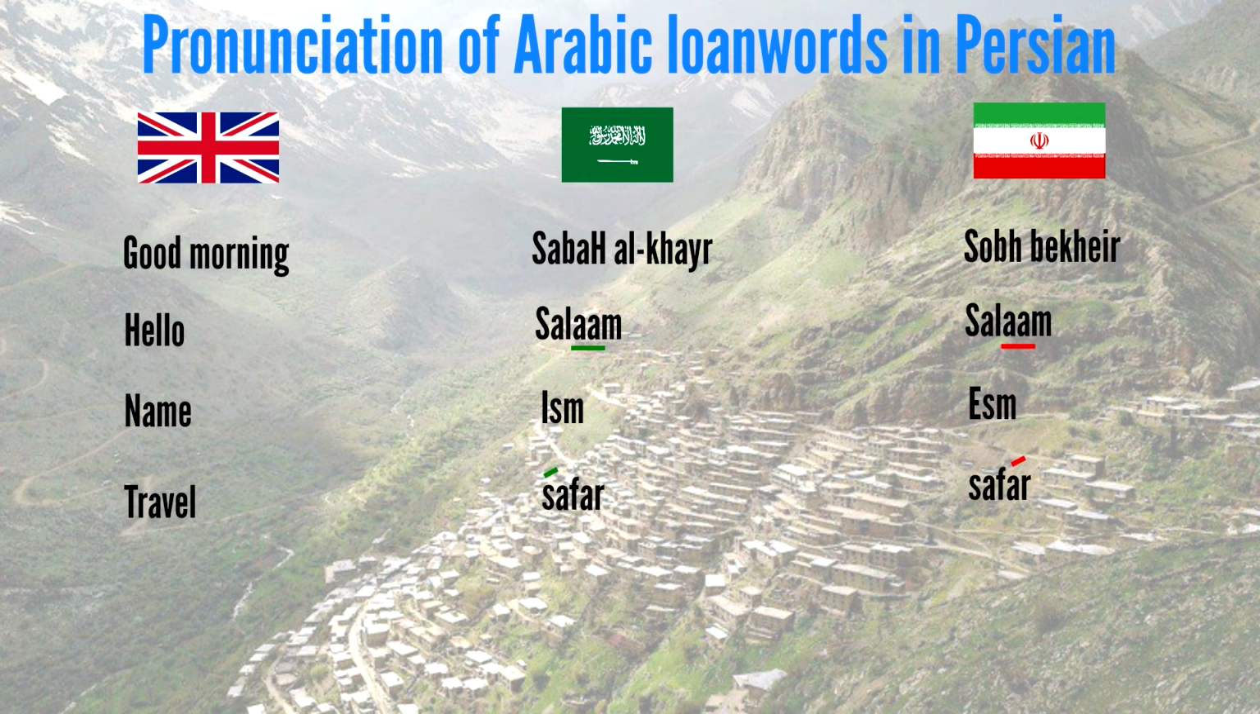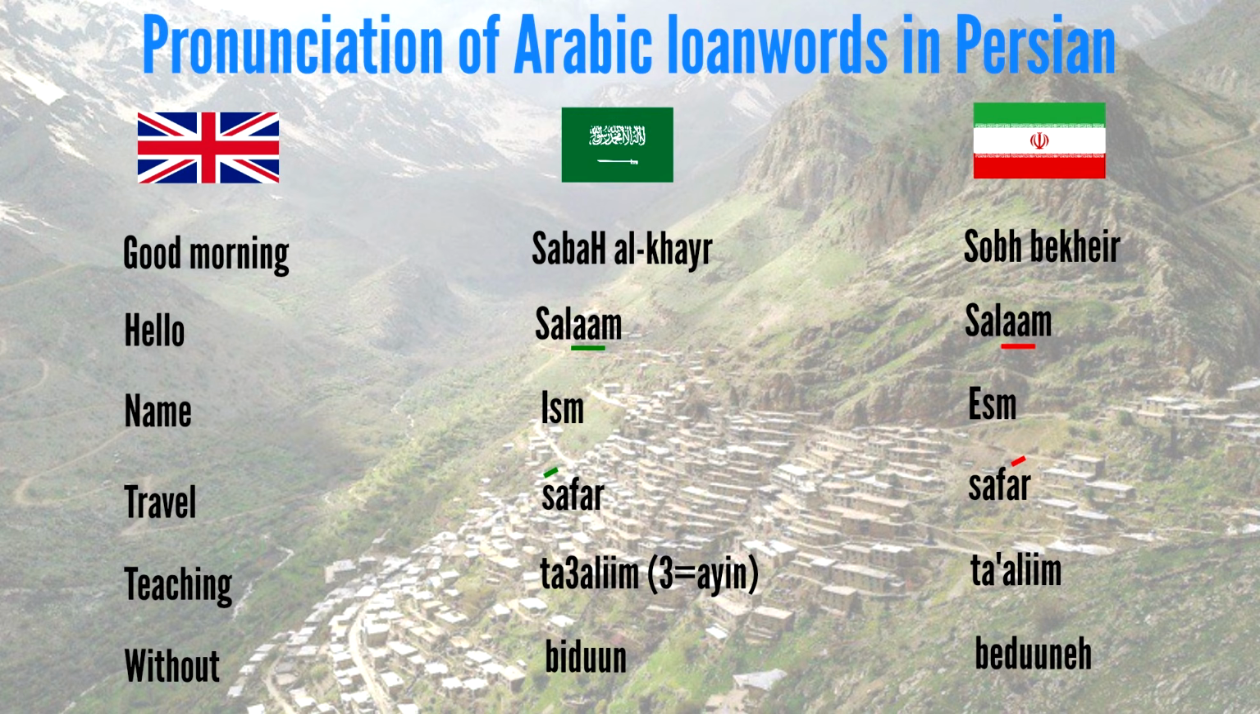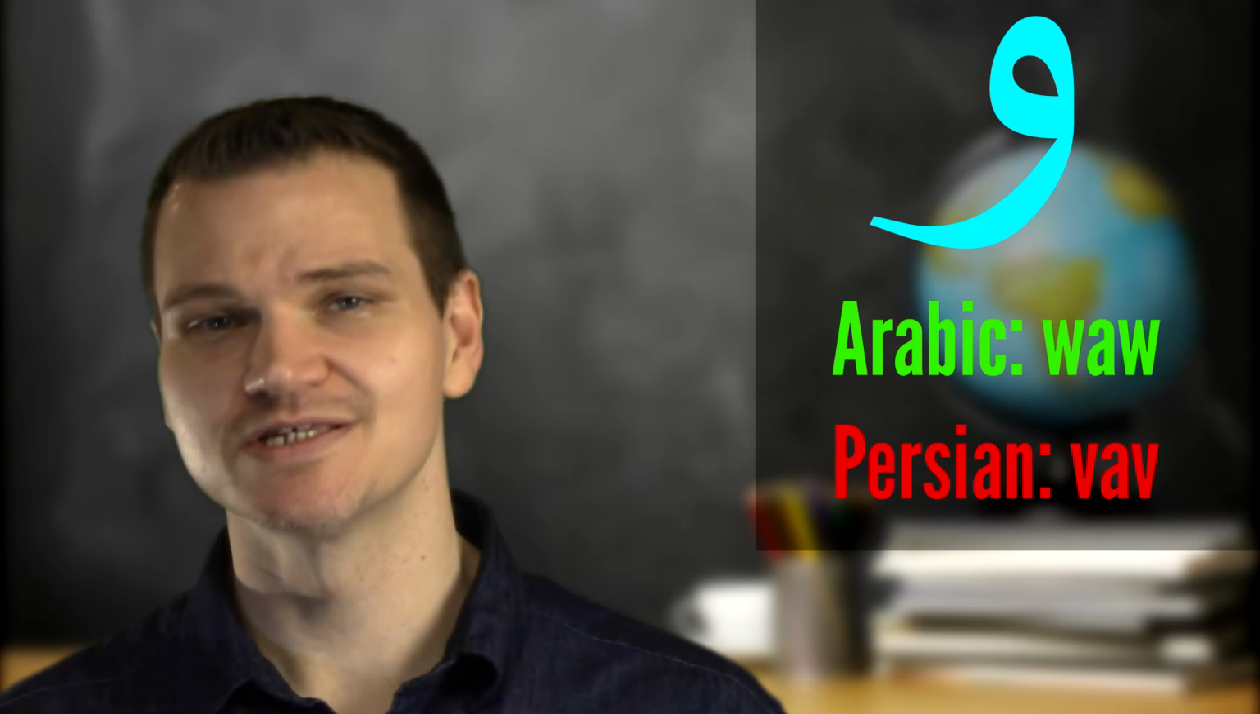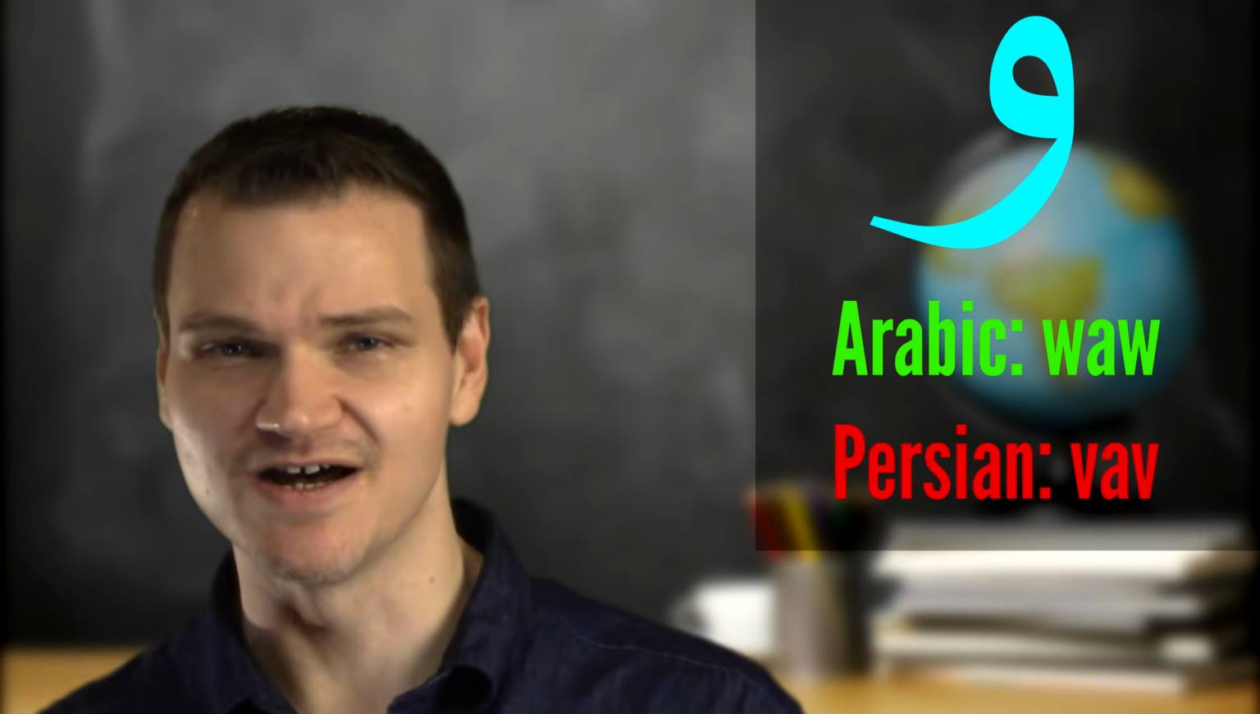In Arabic, the word for travel is safar. In Persian it's safar. In Arabic, the word for teaching is ta'alim. In Persian it's ta'alim. So you'll notice that the ayn sound from Arabic kind of disappears and becomes a simple glottal stop. The Arabic word for without is bidun. In Persian it's bedunne. The Arabic word for history is ta'arikh. The Persian word is tarikh. So just the first A vowel seems shorter. The Arabic word for first is awwal, but in Persian it's avval. So there we have the waw becoming pronounced like a vav.